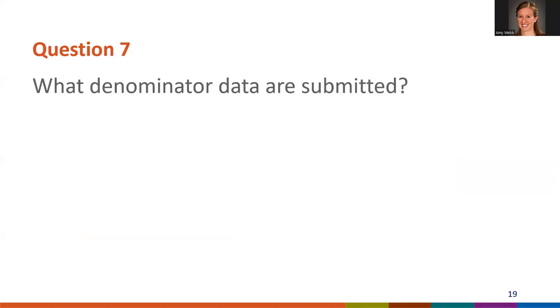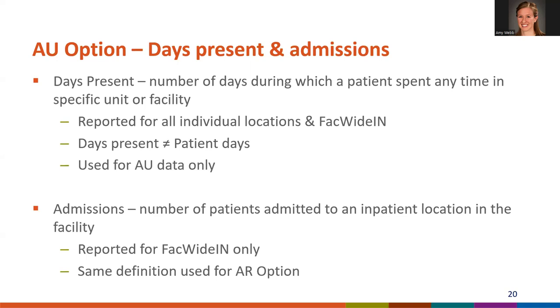All right, pivoting a little bit, what denominator data are submitted? So for the AU option, we collect the days present and admissions denominators. So days present is the number of days during which a patient spent any time in a specific unit or facility. So again, this is reported for all of your individual inpatient locations and your FAC-wide in, as well as 3 select outpatient locations, the ED, pediatric ED, and 24-hour observation area.